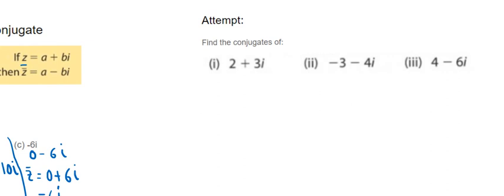So the first one, 2 plus 3i, we just change the sign in the middle, so it would be 2 minus 3i, or another way of thinking about it is you change the sign of the imaginary part, the part with the i. Second one, minus 3 minus 4i, so that would change to minus 3 plus 4i, that would be the conjugate of that. And then 4 minus 6i, the third one, would change to 4 plus 6i.